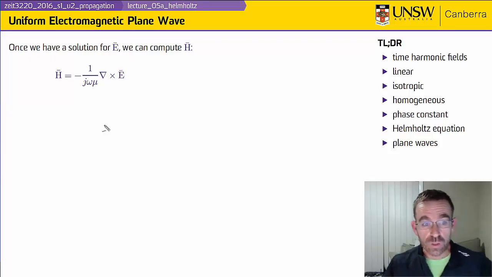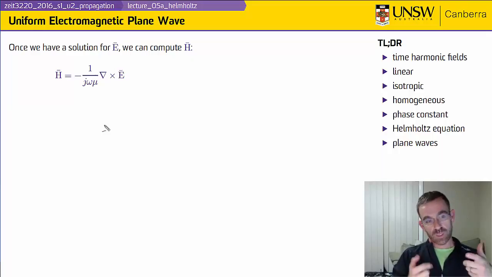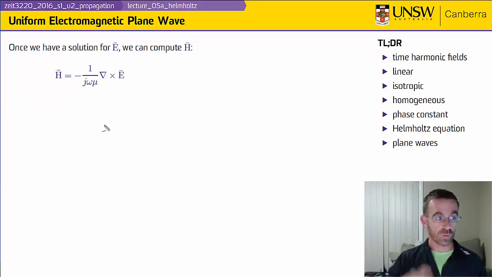Once we've got a solution for the electric field, we can compute the magnetic field by going back into Maxwell's equations. Remember, what we have here is a second-order differential equation. We know it has solutions. In our particular case, we had a coupled set of equations, so we solve for E, and then we back substitute into Maxwell's equations to give us H.